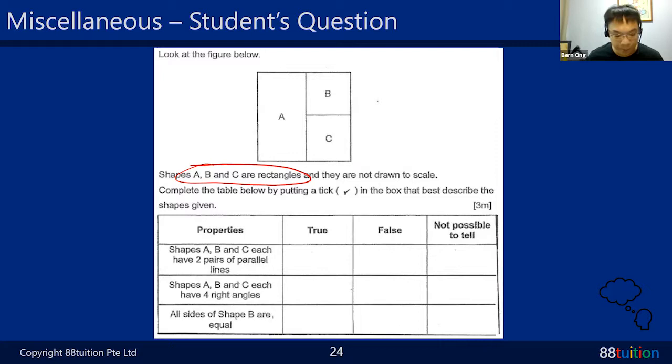So let's look at the first one. Shapes A, B, and C each have two pairs of parallel lines. Correct. Because a rectangle, right?